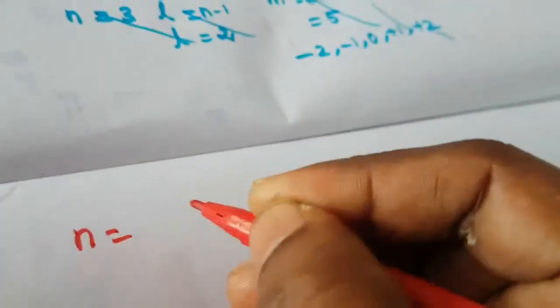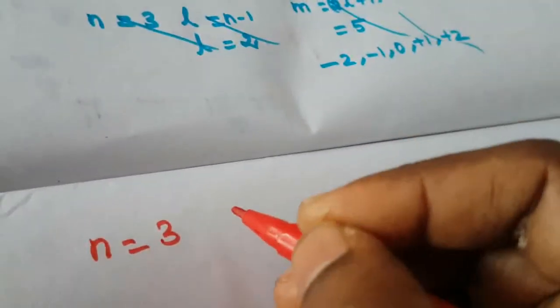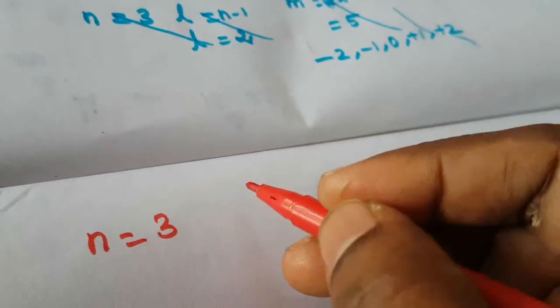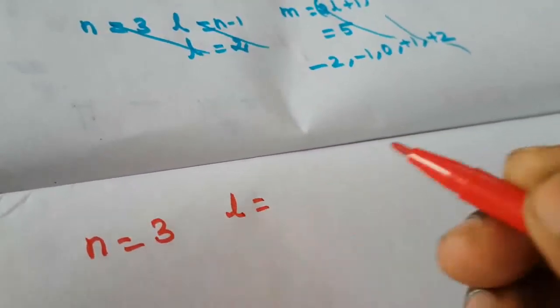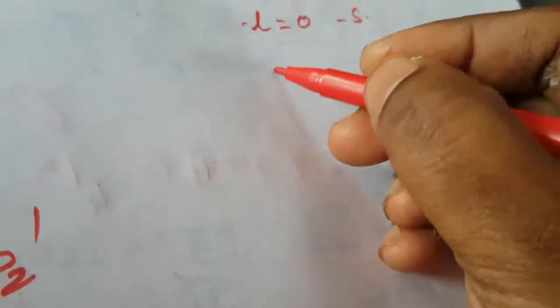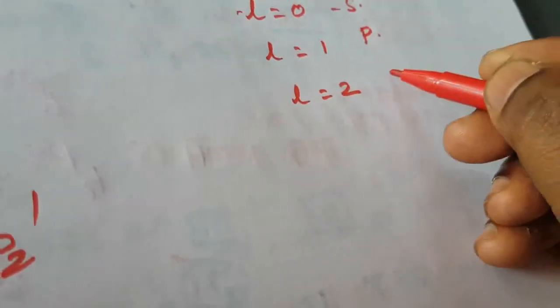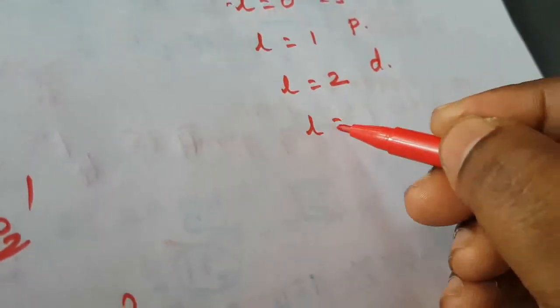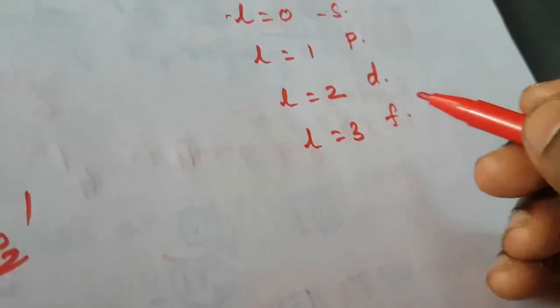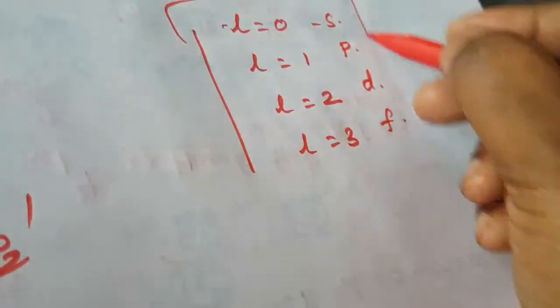Okay, so what is n is equal to 3, and what is the p orbital? Just remember that. L is equal to 0 means s orbital. L is equal to 1 means p orbital. L is equal to 2 means d orbital. L is equal to 3 means f orbital. This is one way to easily identify that.